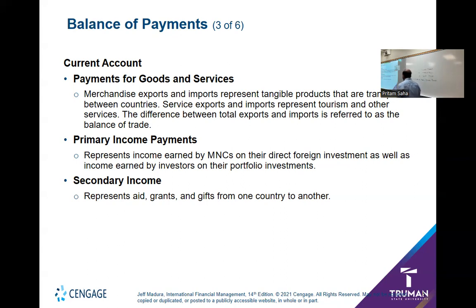Second component in the current account is basically primary income payments. If you have subsidiaries outside of the country, if you have financial assets outside of the country, you will generate regular income, right? You will generate regular sales from there. You will generate regular dividends, regular interest from there. All of that income is recorded in the current account as primary income payments, right? Another thing in the current account is secondary income, and it basically consists of aid, grants, and gifts.